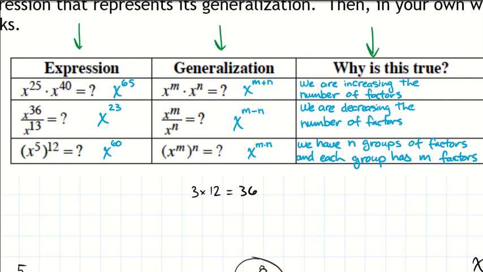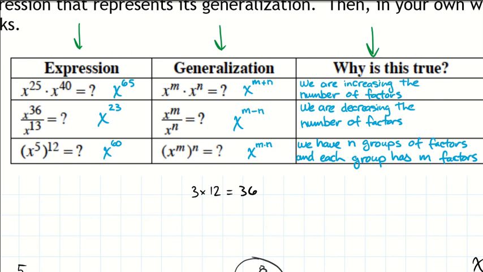And then my generalization is when my bases are the same, right? When they're identical numbers, in this case both x, and I'm raising one to the m and one to the n, and m and n could be the same number, I just end up adding those, right? Because I'm bringing in additional factors. So, and for why this is true, I just said we are increasing the number of factors. Where we've got 25 of them and we're increasing it by 40 more factors. We've got m factors and we're increasing that by n more factors.